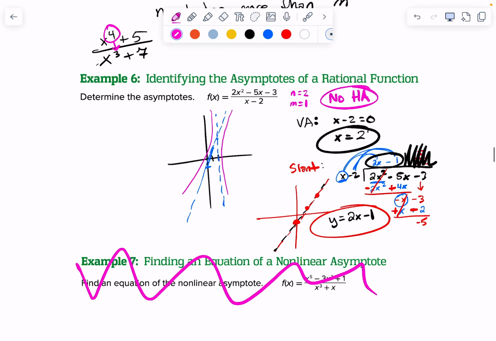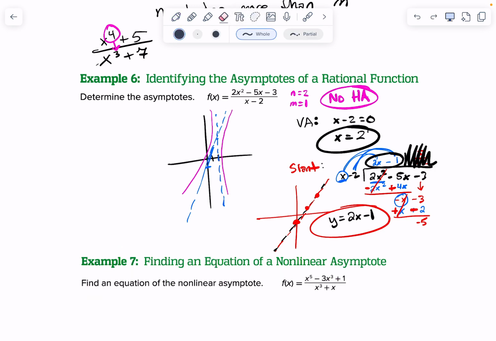So, how do you find a VA? 0 on the bottom. Set the denominator equal to 0. How do you find a HA? Look for n and m. How do you find slant? Long division. When will you have a slant asymptote? Only if n is higher than m by 1. 1 higher. If n is 2 higher, look at this one.